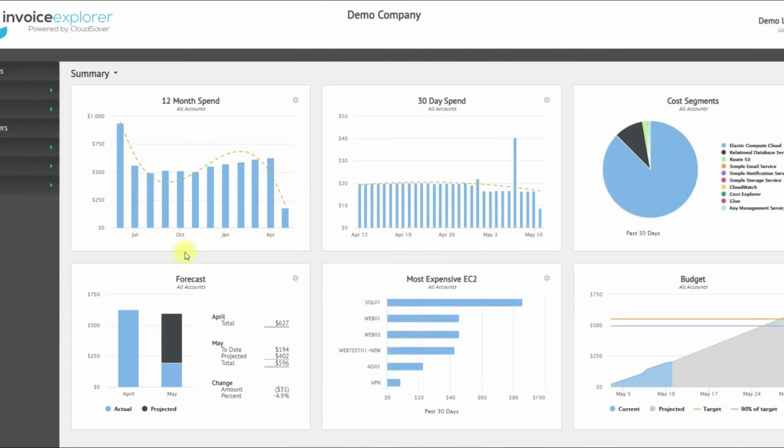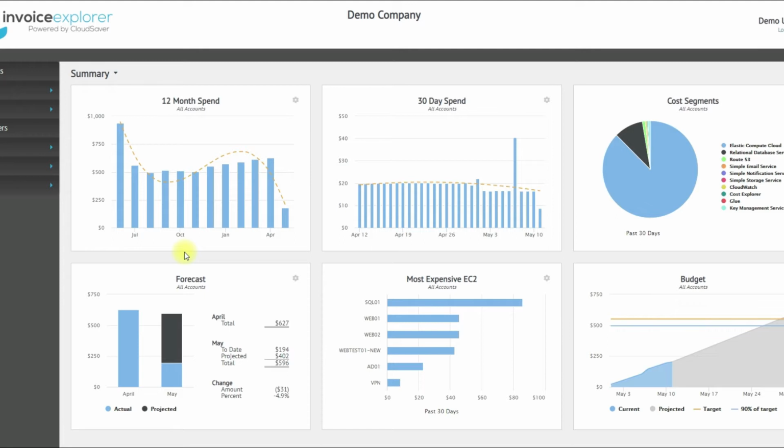One of the best features of InvoiceExplorer is that our dashboards don't just display static images. Instead, each dashboard module actually contains a ton of dynamic content. This means you can drill down into any dashboard module to quickly identify exactly what's driving a cost change.